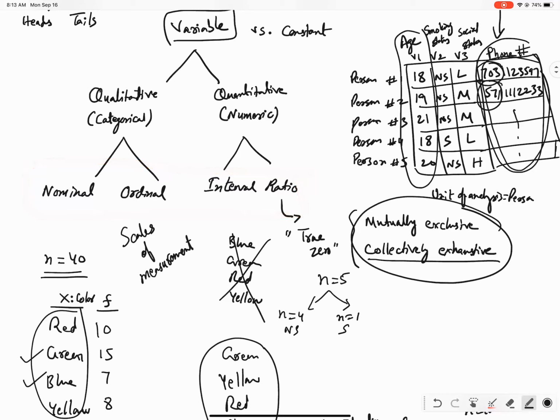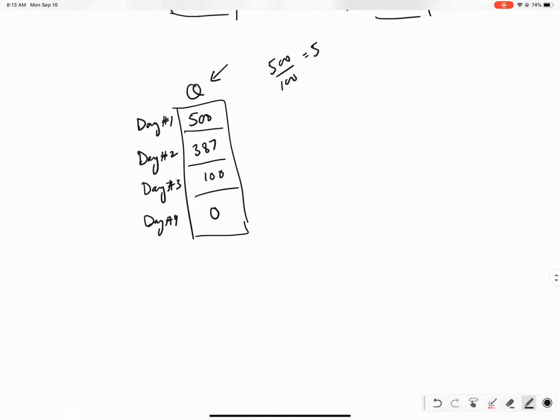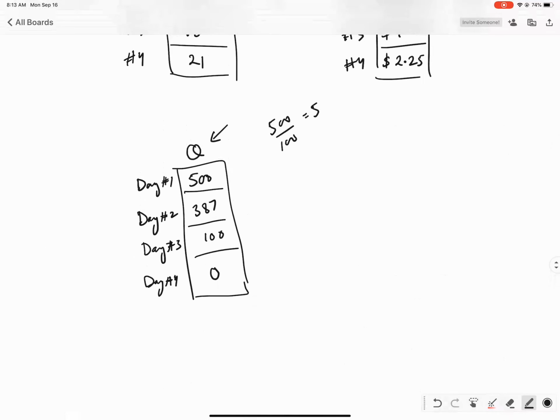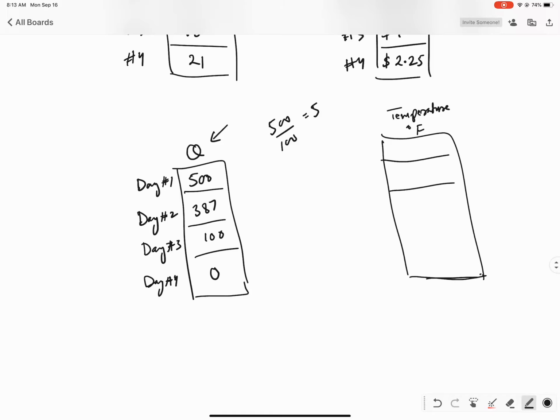Before we close this discussion, let me talk a little bit about interval variables. We have already established that for an interval variable, there is no true zero. So a variable that's not ratio is basically an interval variable. But let's take a look at a concrete example: temperature. This is temperature on a particular day, measured in, let's say, degrees Fahrenheit.